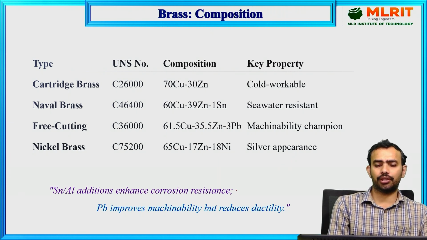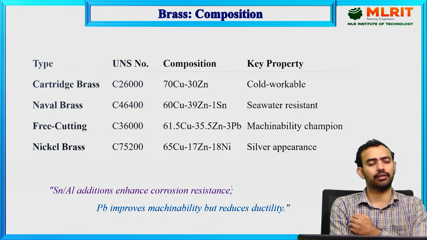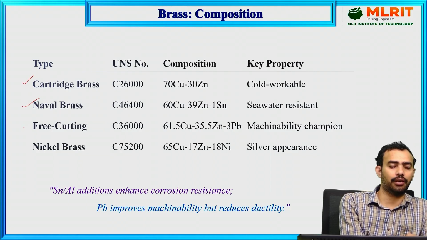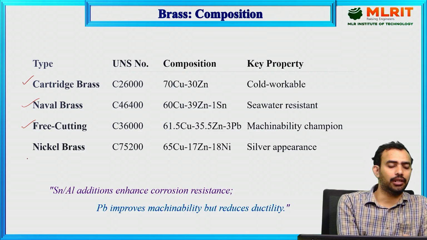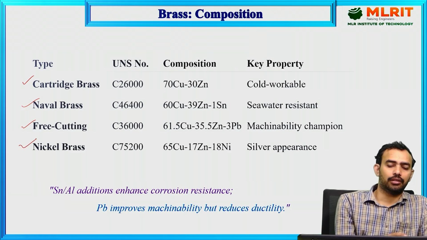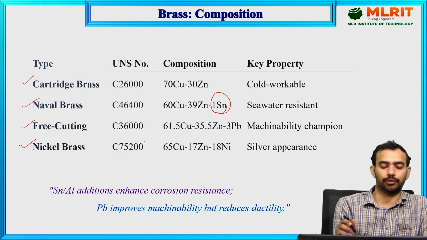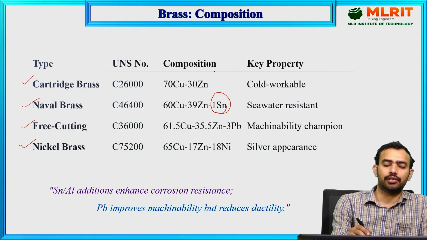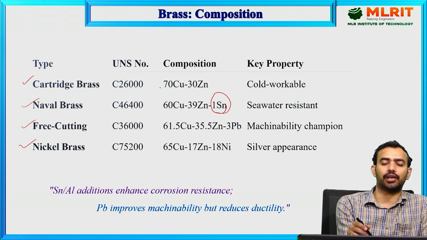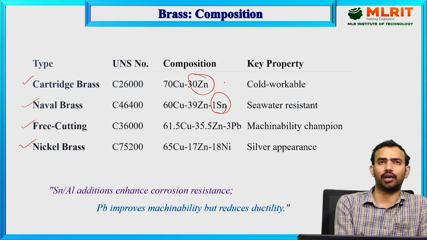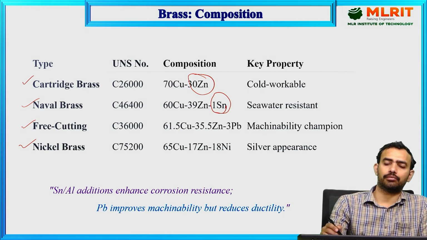If you look at the composition and key properties again, we have cartridge brass, an alpha brass, then naval brass, then free cutting brass, which is a leaded brass, and we have nickel brass as well. In naval brass you can see a small amount of tin. Their unique grade numbers are given here. Cartridge brass, an example of alpha brass, has less than 37% zinc, a 70-30 ratio, and is cold workable.